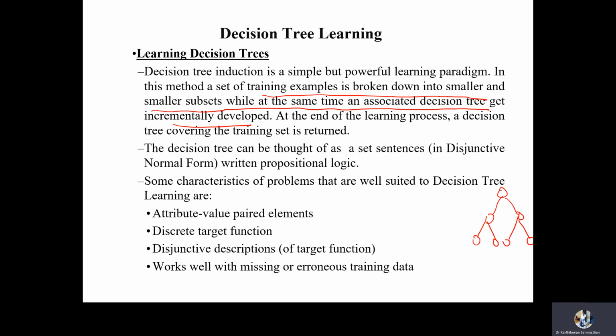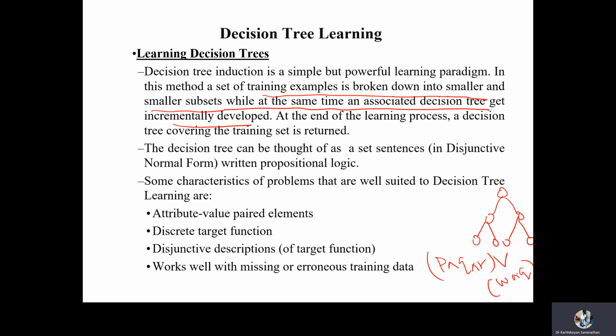A decision tree can be thought of as a set of sentences written in propositional logic. Generally we call this the disjunctive normal form, a disjunction of conjunctions. For example, P and Q and R is a conjunction. When I make a disjunction of conjunctions, I am making again W, Q.